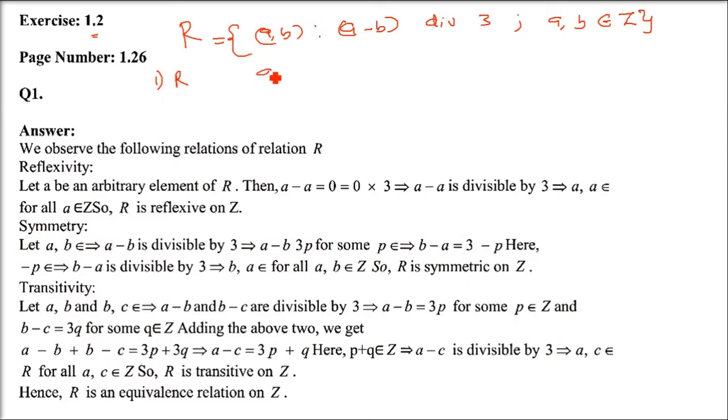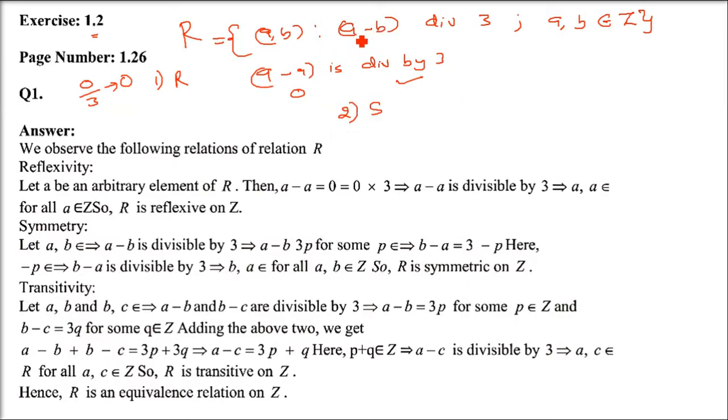So reflexive, what do we do? Wherever b is there, you put a minus a. So is a minus a divisible by 3 or not? Let us see. It is 0. And 0 is divisible by every number. 0 by 3 is 0. Anything which has a numerator of 0 will always count to 0. So this is reflexive. It is divisible by 3.